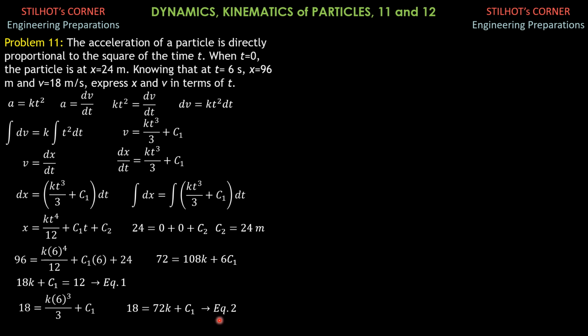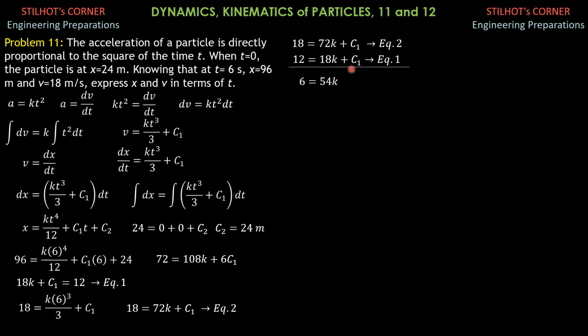So to evaluate k, we have to subtract equation 1 from equation 2. Let's rearrange first. 18 equals 72k plus c sub 1. And we have to subtract equation 1, which is 12 equals 18k plus c sub 1. So subtracting equation 1 from equation 2, we can eliminate c sub 1 and solve for k. So 18 minus 12 is 6, and 72k minus 18k is 54k.